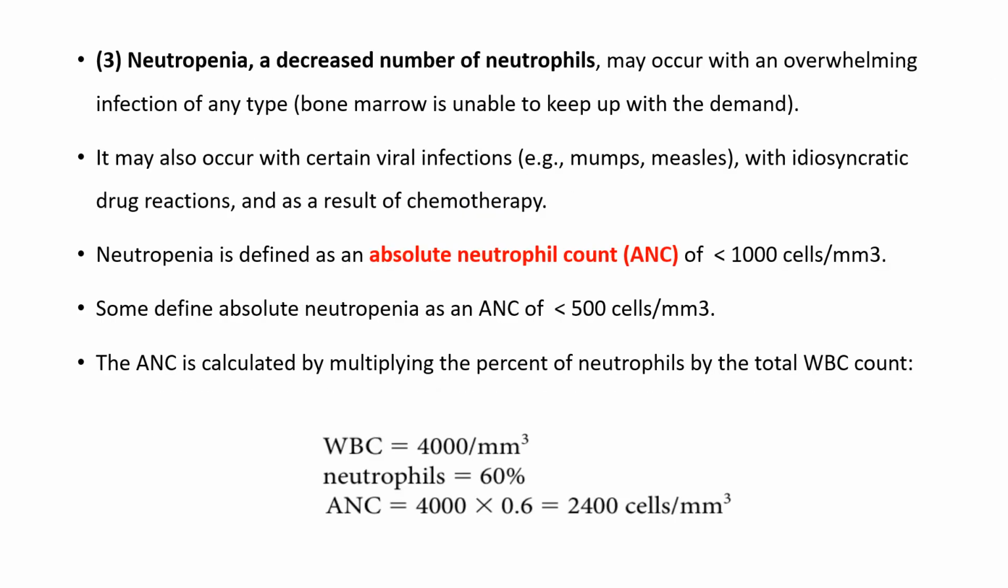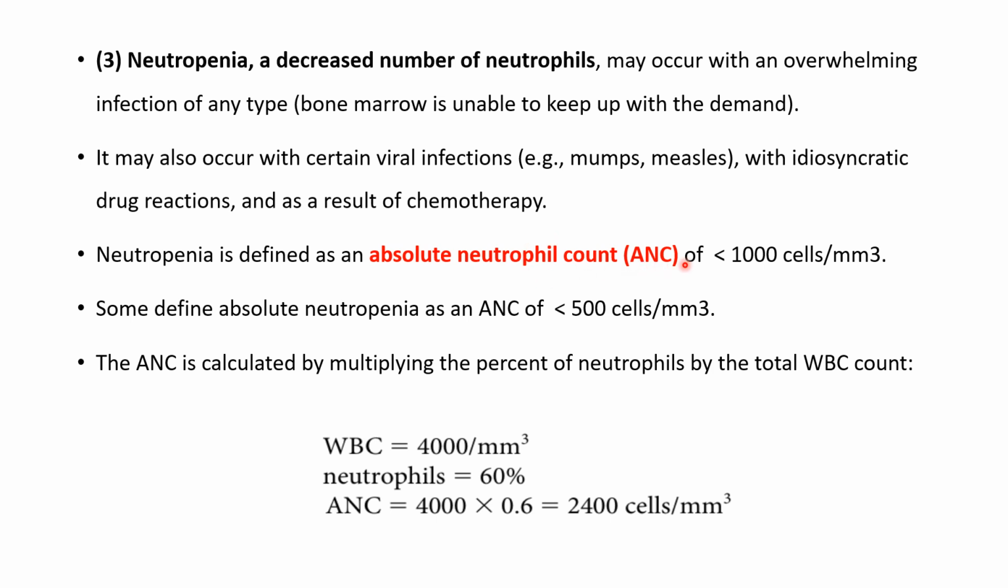Next condition is neutropenia. Neutropenia means a decreased number of neutrophils. This may occur with an overwhelming infection of any type. For example, bone marrow is unable to keep up with the demand. That means there will be a decreased number of neutrophils. This condition is known as neutropenia. It may also occur with certain viral infections such as mumps, measles, then with idiosyncratic drug reactions and as a result of chemotherapy.